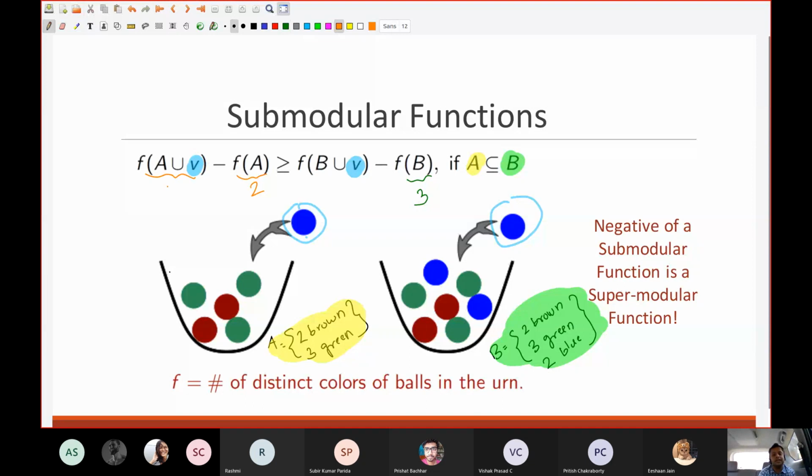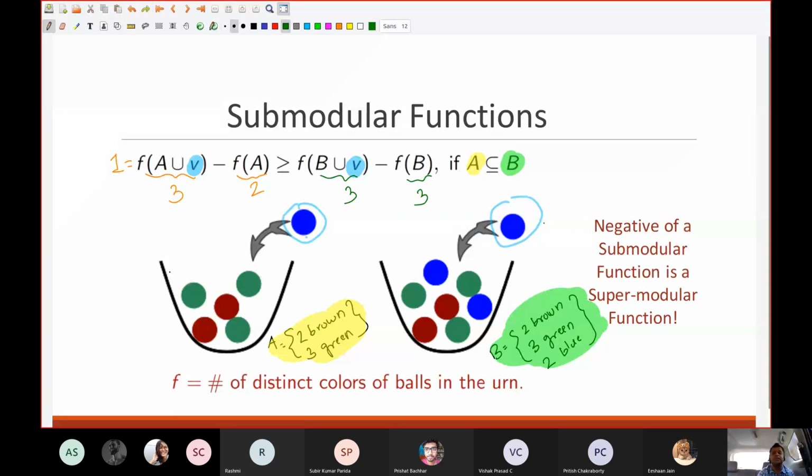Okay, so f of A union V in the first case is 3. F of B union V in the second case is 3. Nothing has changed. So then what we are saying is f of A union V minus f of A, which is 1, is greater than or equal to f of B union V minus f of B, which is in this case 0. Right? This is when A is a subset of B. So such functions are called submodular functions.